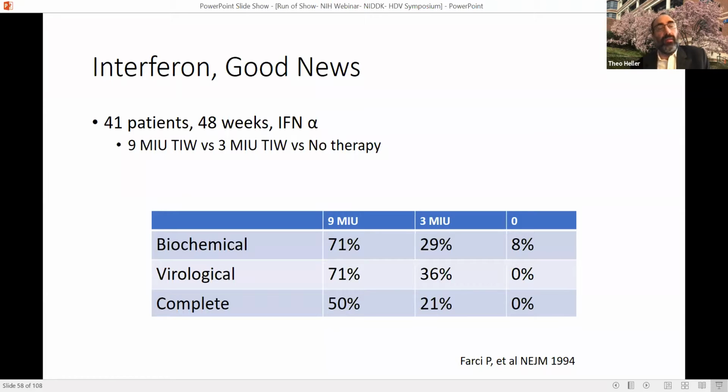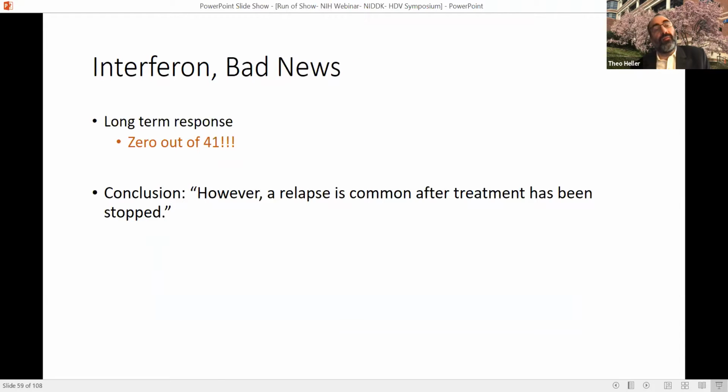The bad news, next slide, please, is that long-term, it seemed that all of them relapsed. But this might also have been related to PCR sensitivity. And the conclusion was that relapse is common after treatment has been stopped.